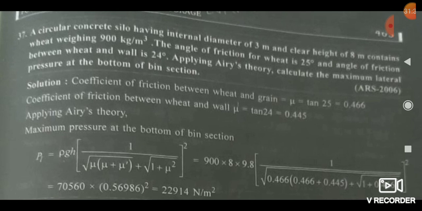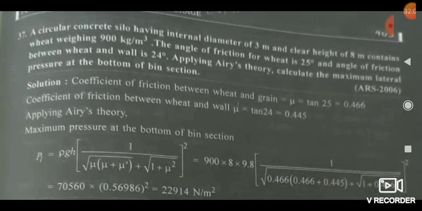You should see these questions also, because these questions are important. Here it is given that the angle of internal friction for wheat is 25 degrees, and the angle of internal friction between wheat and wall is 24 degrees. After that it is given that the weight is 900 kg per meter cube and the internal diameter is 3 meter. And you have to calculate the lateral pressure by using the Airy theory.